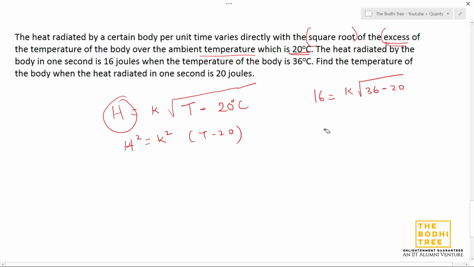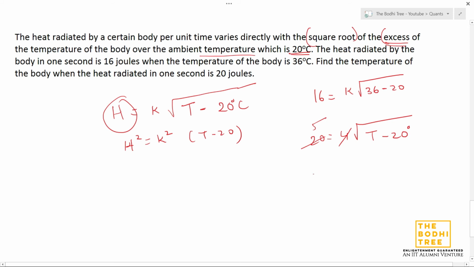Now let's see what is given or what is being asked. Find the temperature of the body when the heat radiated is 20. 20 is equal to 4 times the square root of T minus 20. Temperature of the body is T. Ambient temperature is going to remain the same because that's the surrounding environment temperature. It's not going to change. They have not given us that.